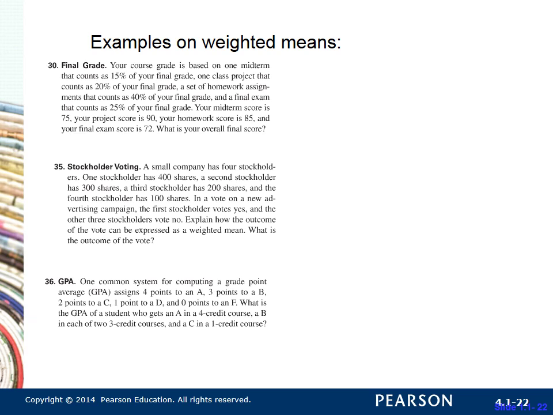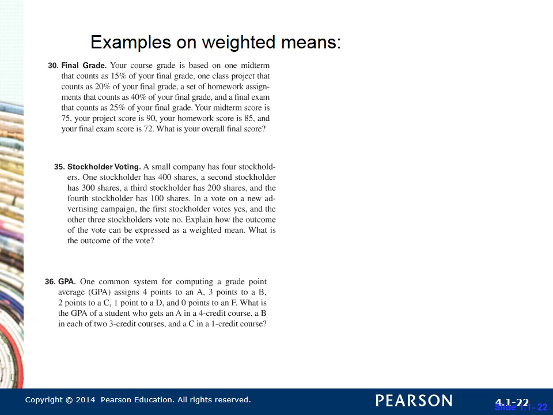90, sorry. Plus, my homework's 40%, so 0.4 times my homework average, which is 85, plus my last one is 25%, 0.25 times my final exam score, and then I would divide that by the sum of the weights, which is just going to be 1. So my grade turns out to be... actually that final exam score is 72.